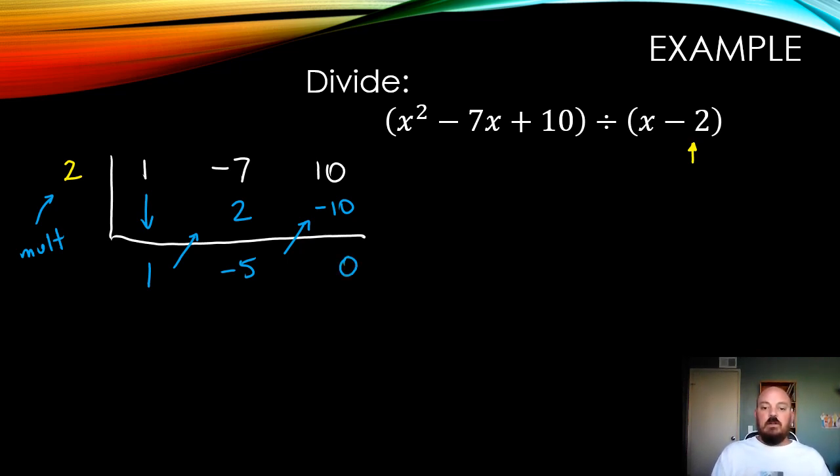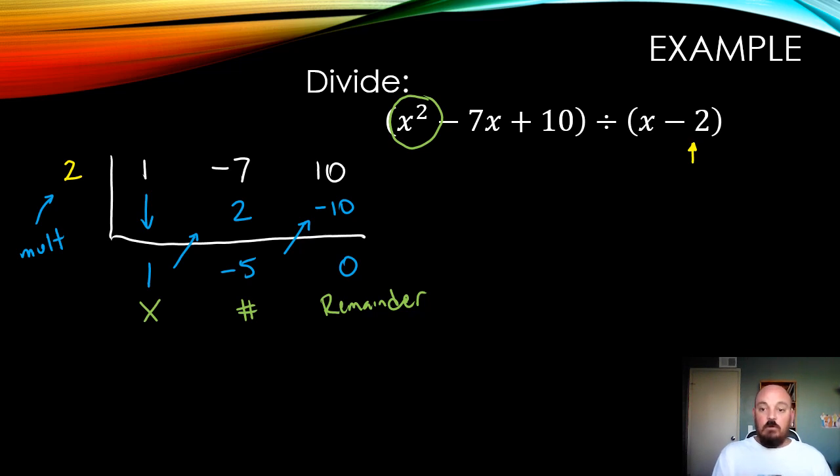Now here's how we read our answer. We look at the original one we were dividing. The highest power of x in that one was x squared. After you do synthetic division, it always lowers it by 1. So if I started with an x squared, then my answer starts with an x to the first power, or just an x. And then you go down from there. After the x term comes your constant term, or your number, and after that comes the remainder.